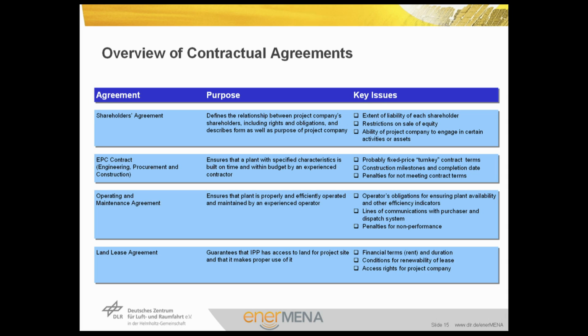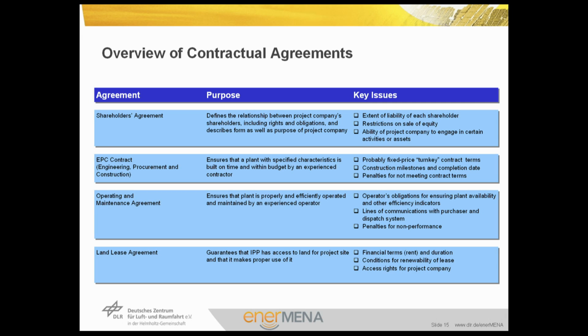Now we come to the operation and maintenance agreement, which ensures that an experienced O&M contractor is involved. Operators' obligations for ensuring plant availability and other efficiency indicators are precisely described in such a contract. The availability of the plant is very important because the normal structure in realized projects is that the operator guarantees a certain availability of the plant, normally 92%. With this availability, this contract is defined.